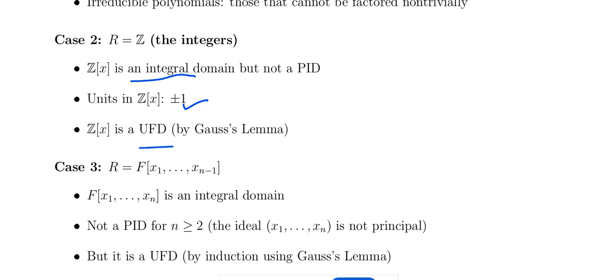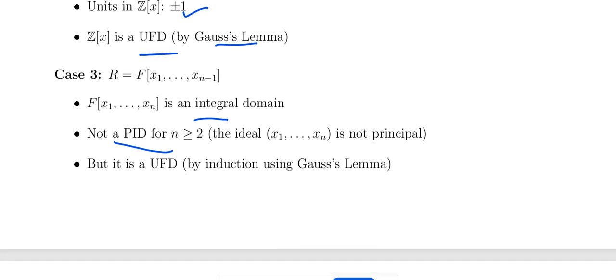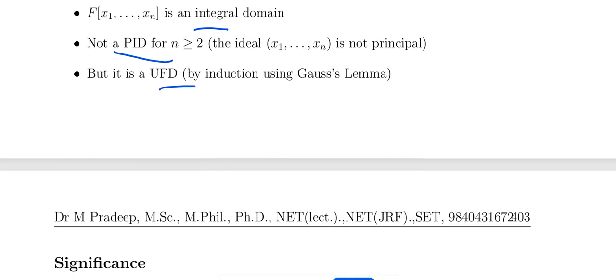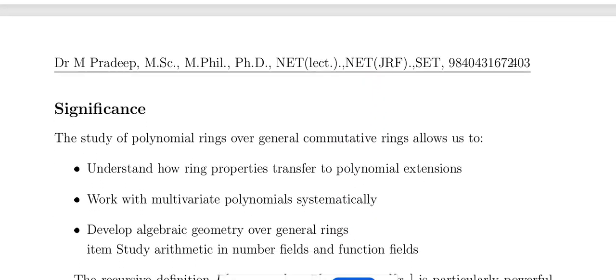Z[x] is a unique factorization domain by the Gauss lemma. Take R equal to F[x1, x2, ..., xn]. This is an integral domain, not a principal ideal domain, and the ideal is not principal, but it is a unique factorization domain.